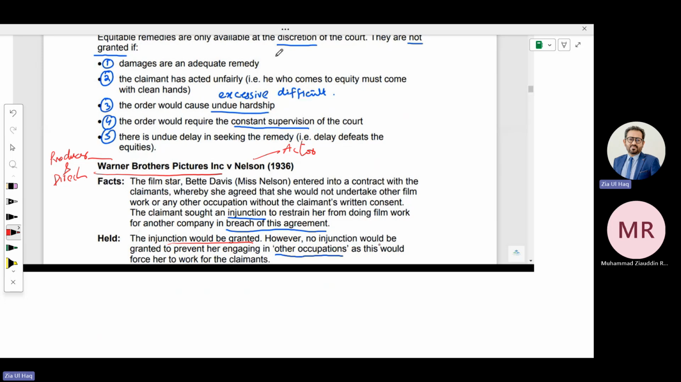However, no injunction would be granted to prevent her engaging in other occupation, as this would force her to work for the claimant. She can work as an actor in another film, but not in a similar role. An injunction will be provided not to do a similar role in another film. She can work in another film, but the injunction relates to a similar role only.